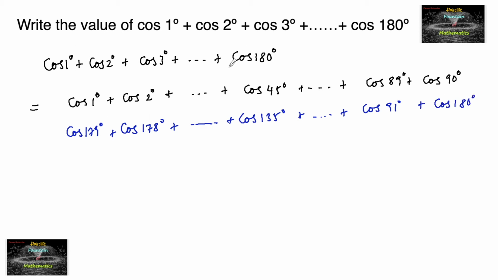So the given sum can also be written in this way, so that we know that cos 1 degree plus cos 179 degree. So if I take cos A plus cos of (180 minus A), which will become cos A plus cos of (180 degrees minus A), that comes in the second quadrant.